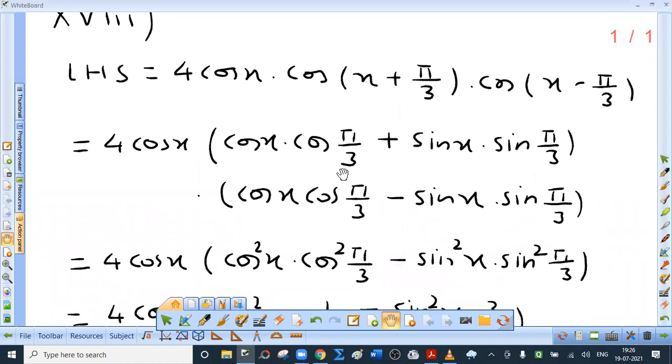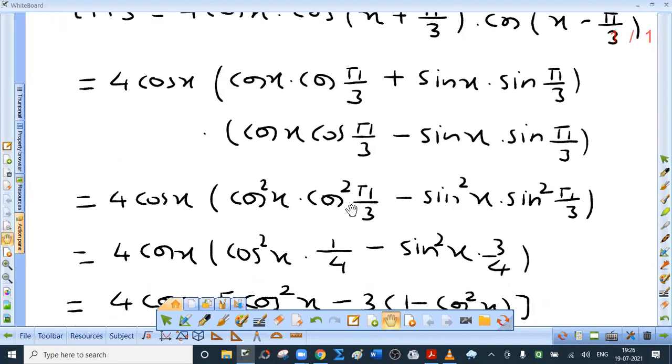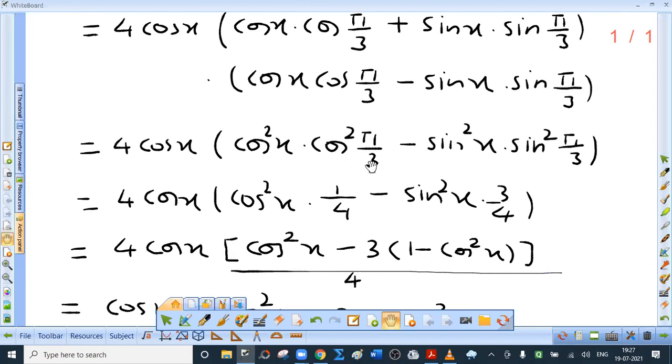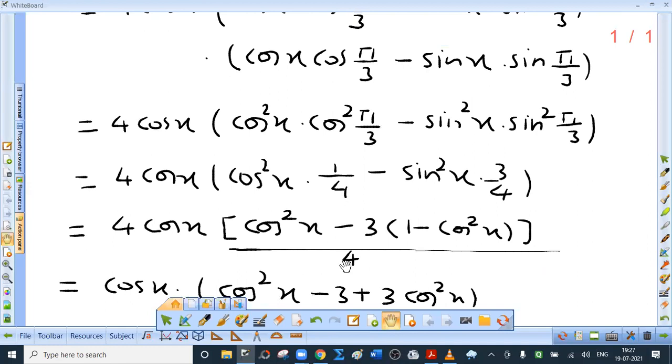Okay, good. Now, cos of alpha plus beta, cos of alpha minus beta. A, when I say A, by that I mean first term. Don't look for A. A plus B into A minus B, A square minus B square. What is cos 60 degree? Half. So what is cos square? 1 by 4. What is sin 60 degree? Root 3 by 2. What is sin square? 3 by 4. LCM is 4.